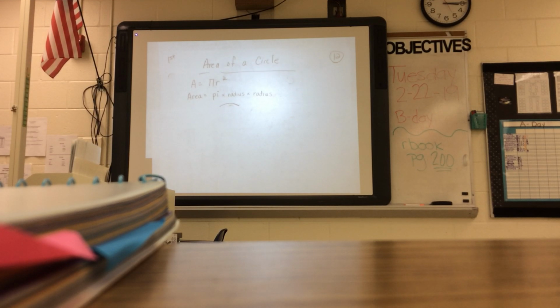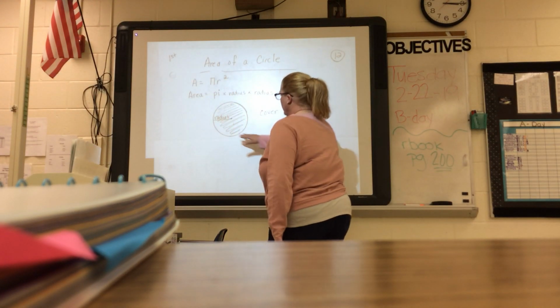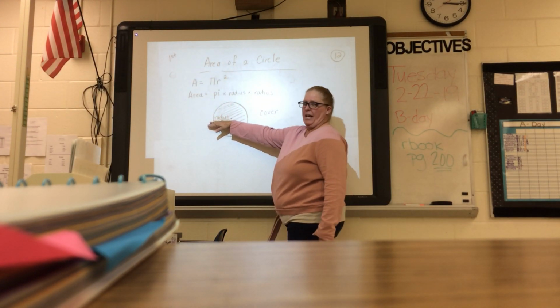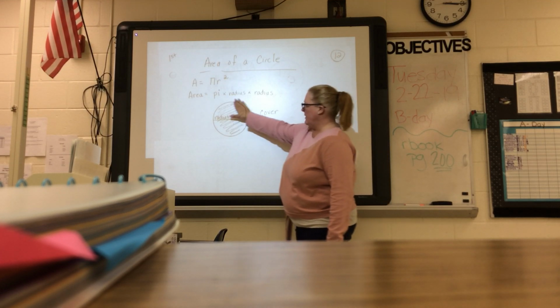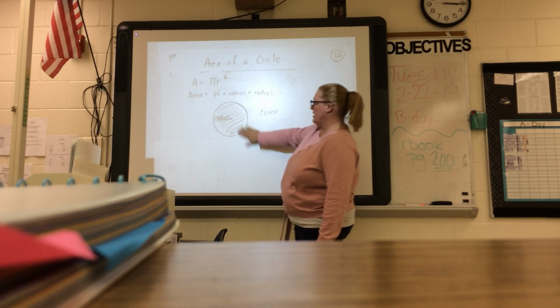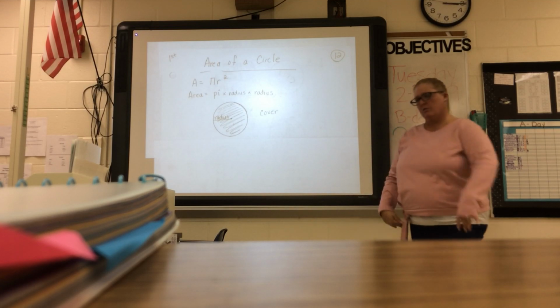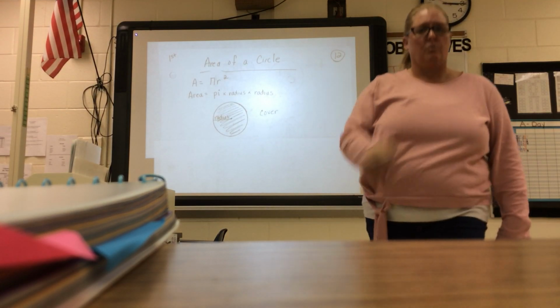The next thing I want you to do is draw a circle. I want you to shade it in, just like I've done up here, and draw a dot in the middle and a line to the side, and that's called the radius. Remember, radius is half the length of the diameter. The diameter goes all the way across the circle. Keyword cover, that's why I had you shade it. We're covering the circle. Remember, circumference is around. Cover is area.